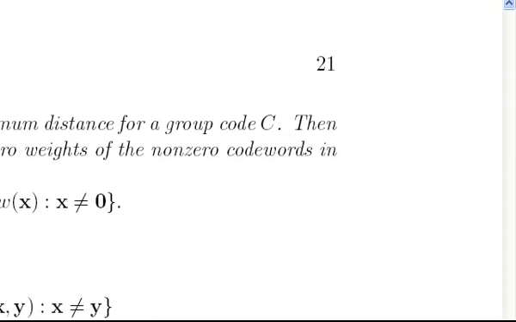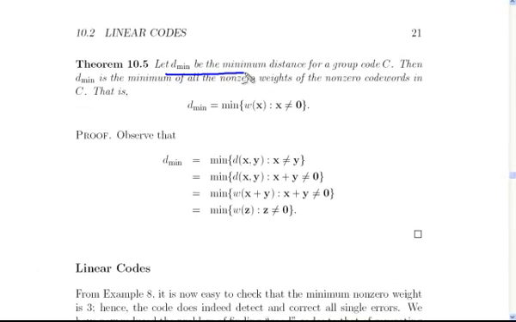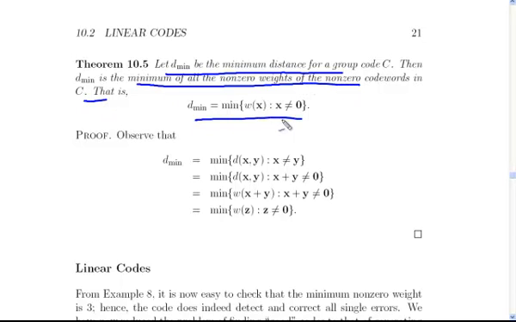All right, that relationship is summarized in this theorem. Let d-min be the minimum distance for a group code. Then d-min is the minimum of all the weights of all non-zero code words. Okay, non-zero is kind of redundant. All the weights of the non-zero code words. Okay. All right. So here we go.